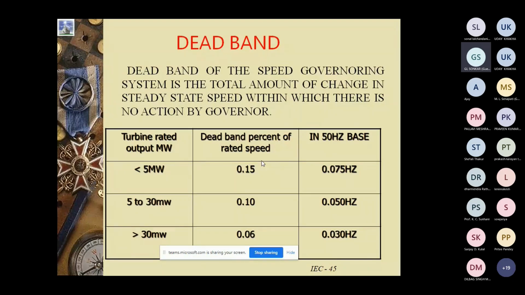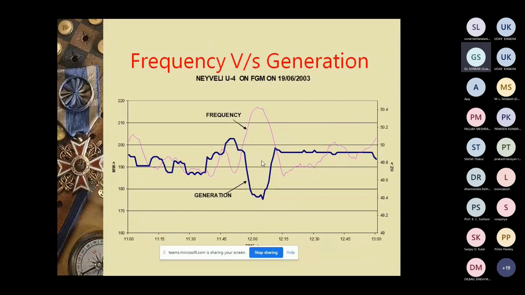This is the frequency generator curve. It is always opposite to each other. If frequency goes higher, generation is lower, and if frequency is lower, generation should be more.